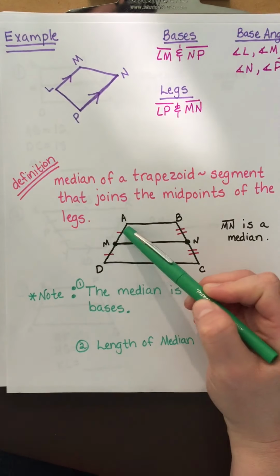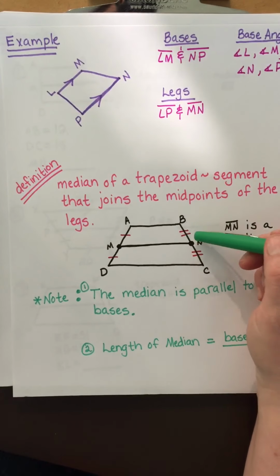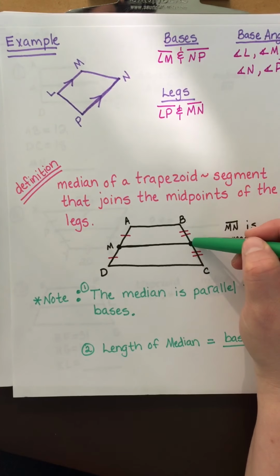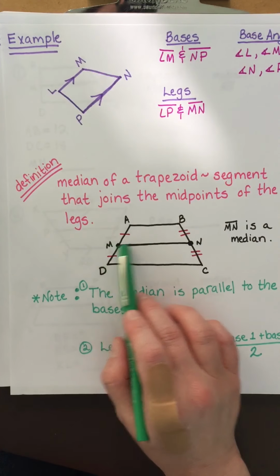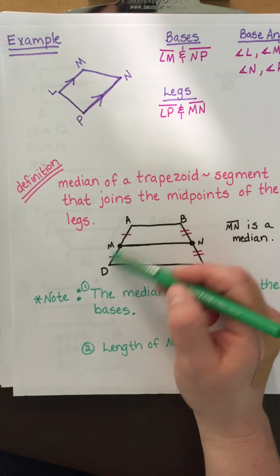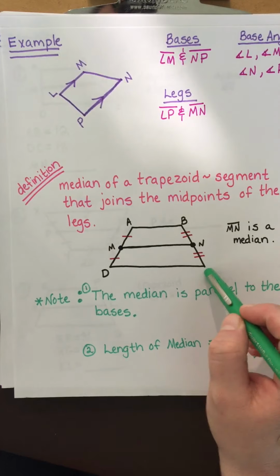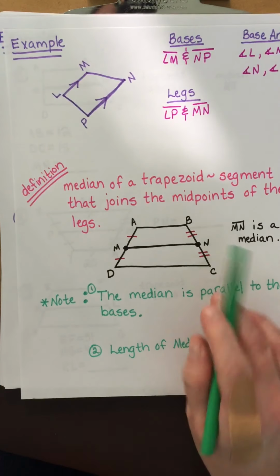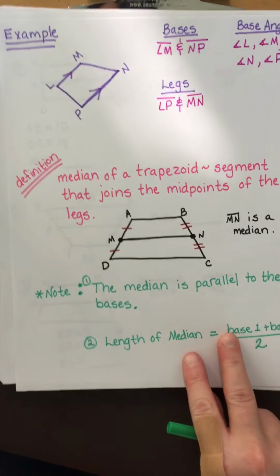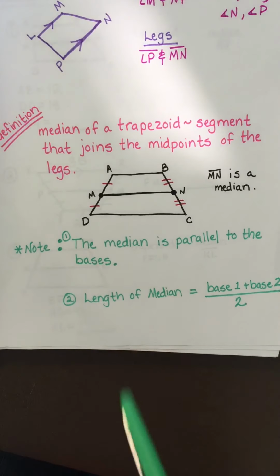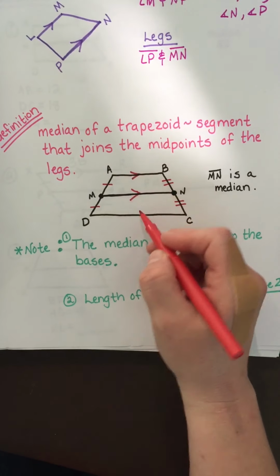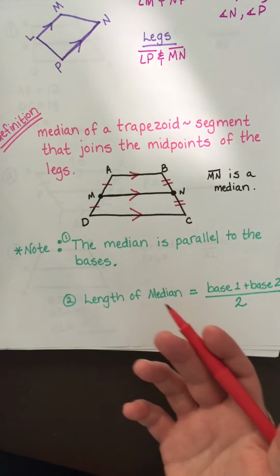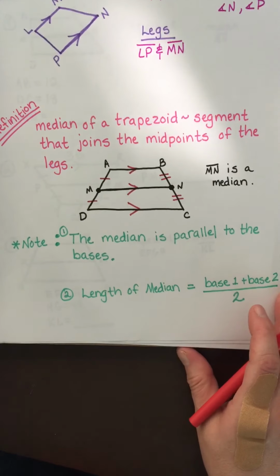So this is the middle, so these 2 little pieces have to be the same. And then this is the midpoint, so these 2 segments have to be the same. And since it's on a trapezoid and it's cutting the 2 legs in half, then this is a median. Okay? 2 things you need to know about a median. The first one is that the median is parallel to the bases. So this is parallel to these 2 bases, which are also parallel. So you've got 3 parallel lines going on.